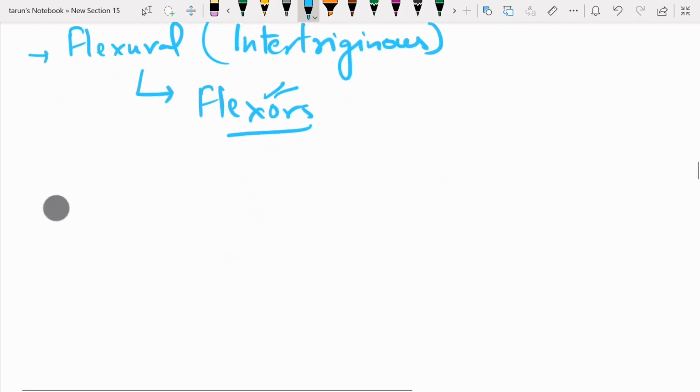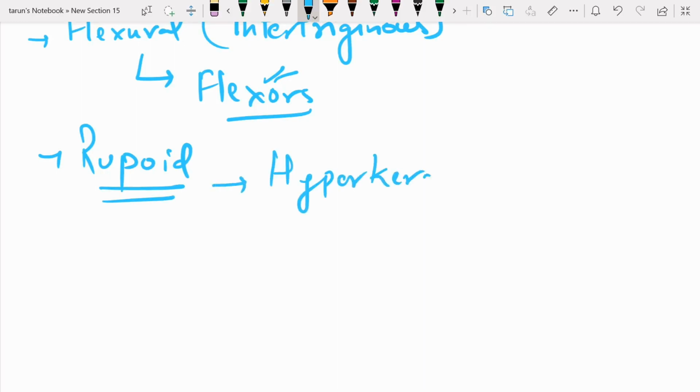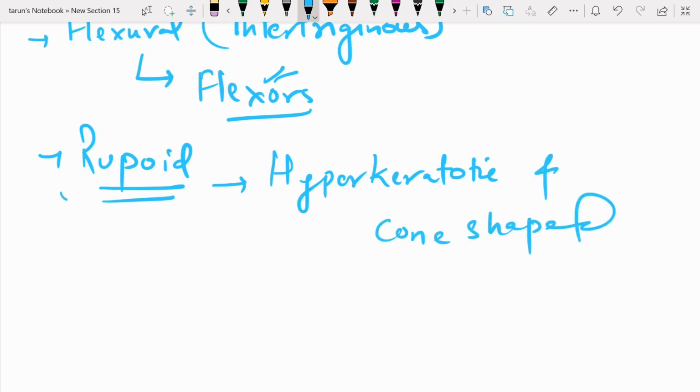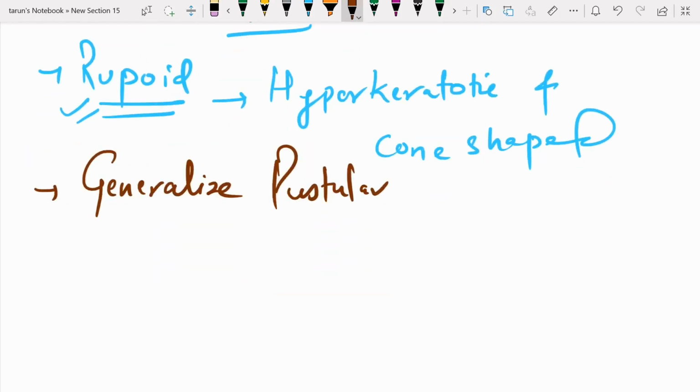Then we have rheumatoid psoriasis. What is rheumatoid psoriasis? The lesions are very hyperkeratotic and cone shaped. Then we have one more, the generalized pustular psoriasis.